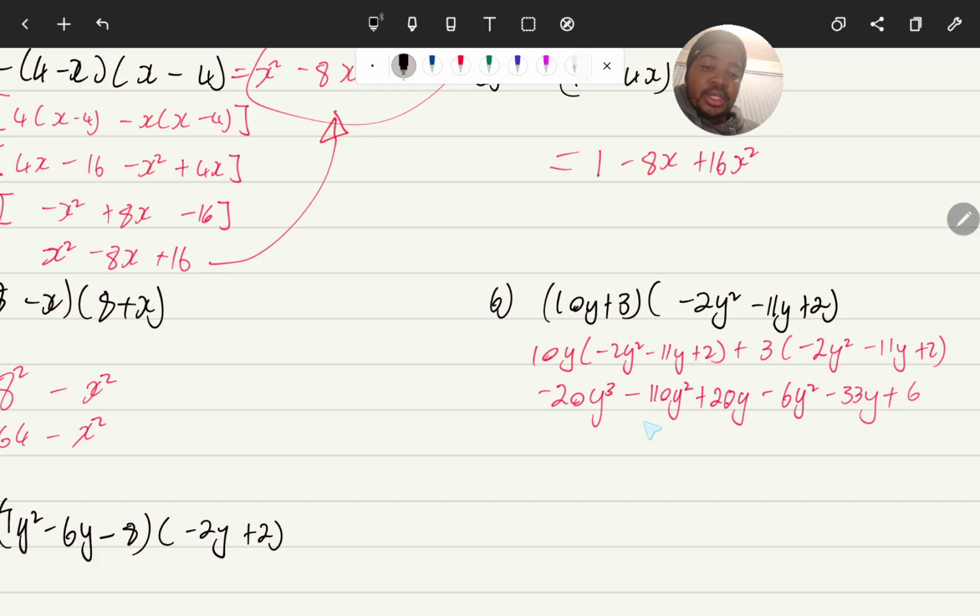I'm gonna group the like terms. So that means we have minus 20y to the power of 3. These two added together, minus 116y squared, and then these two, minus 13y, then plus 6. Done.